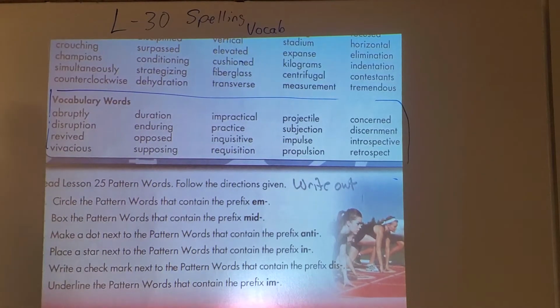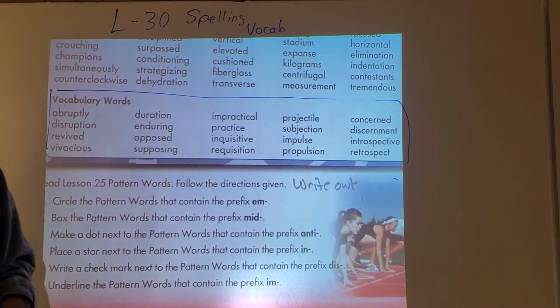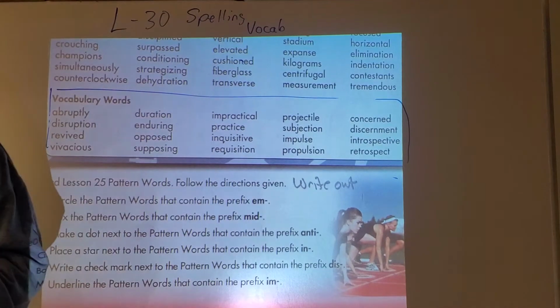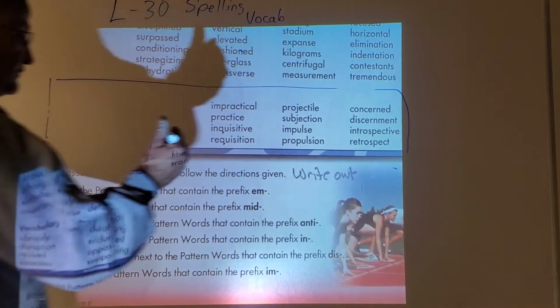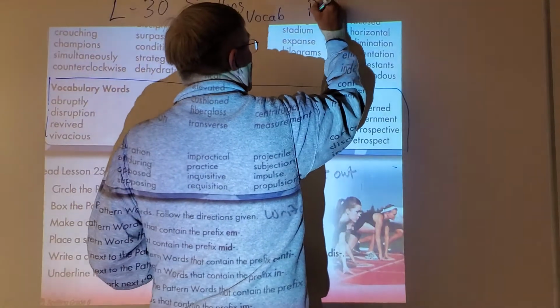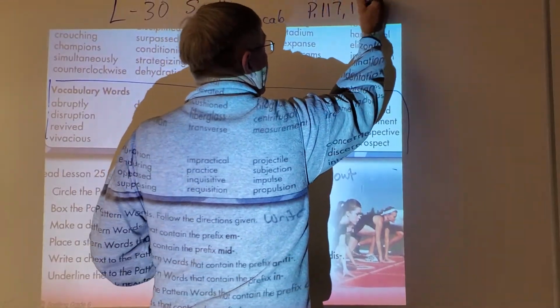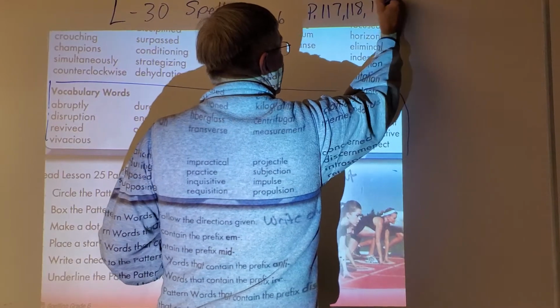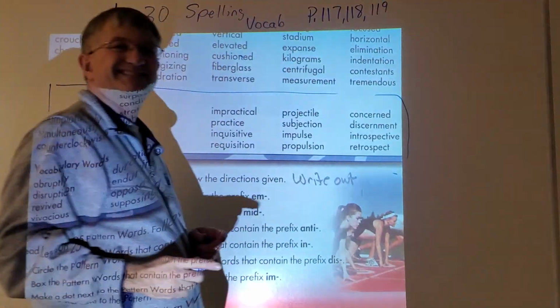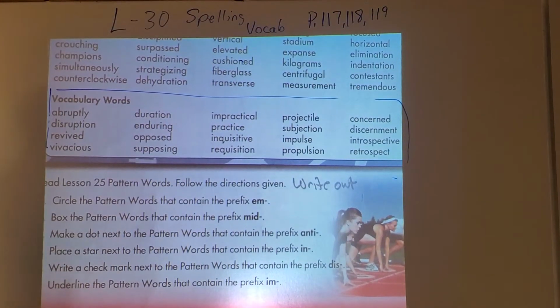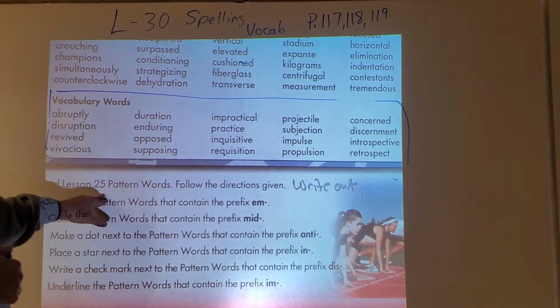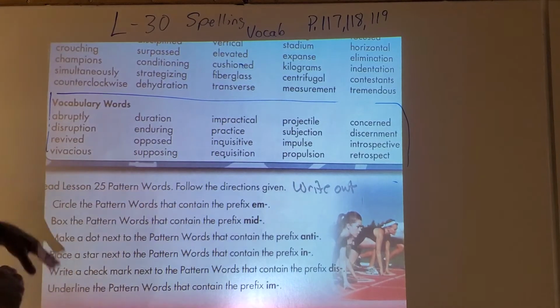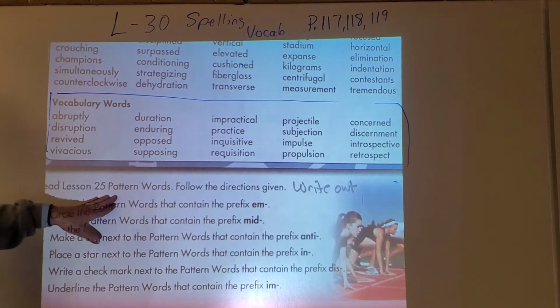Now, the next part is we're going to go down and do the lesson portion. For the lesson portions, we are going to be doing 117. Here are the pages. We're going to do pages 117, 118, and 119 with some slightly different directions, and I'm going to go through each part. The first thing it says is, read lesson 25 pattern words.